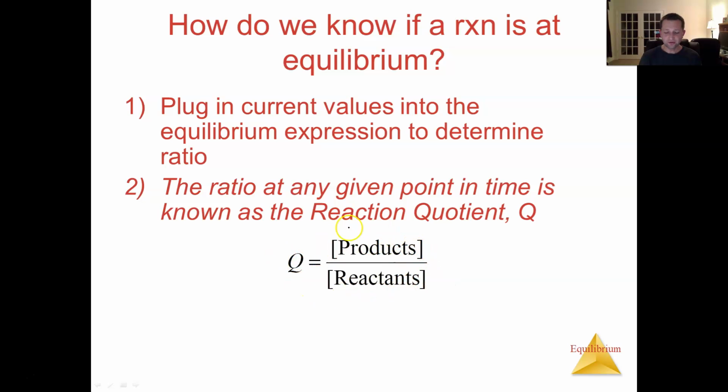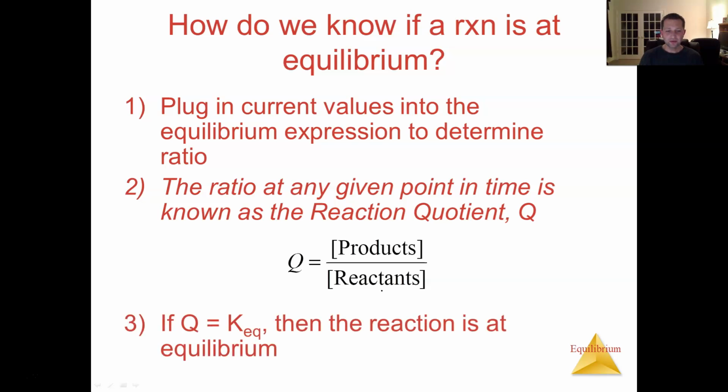So we don't know if we're at equilibrium or not. We don't know where we are on that previous graph I showed you. If Q is equal to KEQ, then the reaction's at equilibrium. If your current conditions are the same as your equilibrium conditions, then of course you're at equilibrium. But if Q is less than K or greater than K, then we know which way the reaction has to progress to reach equilibrium, and we know we're not there.